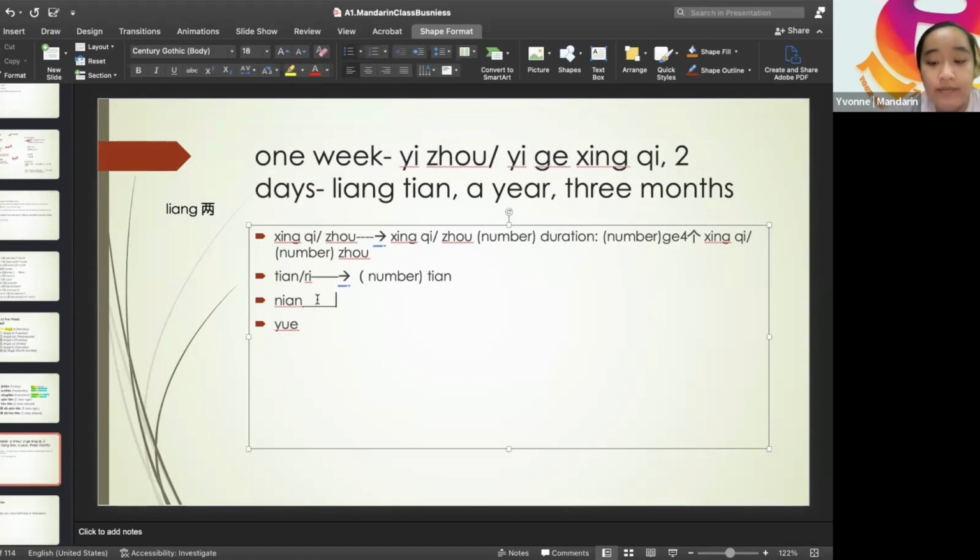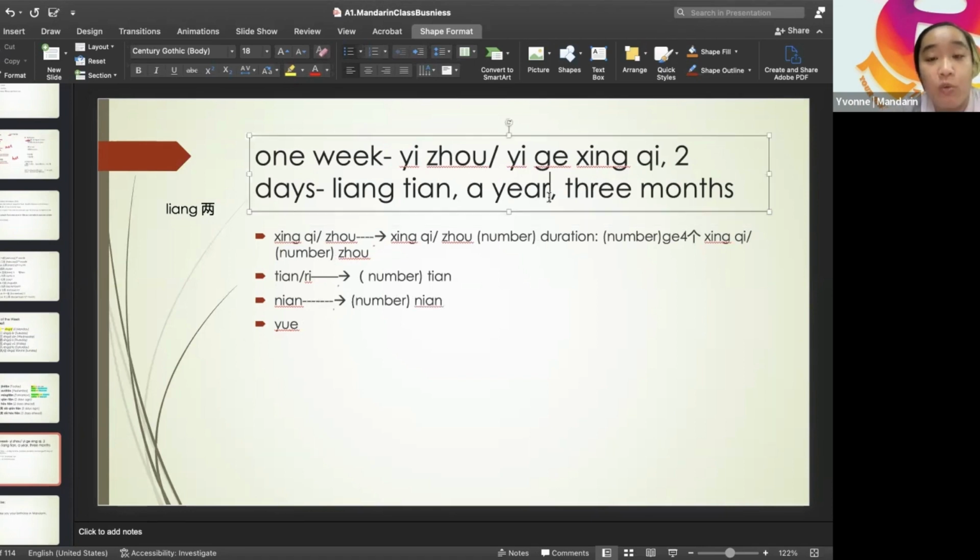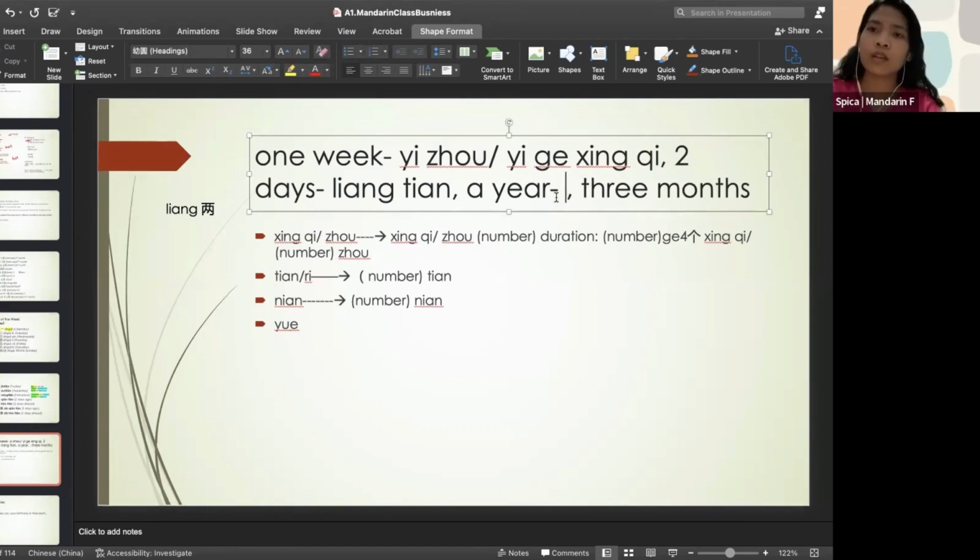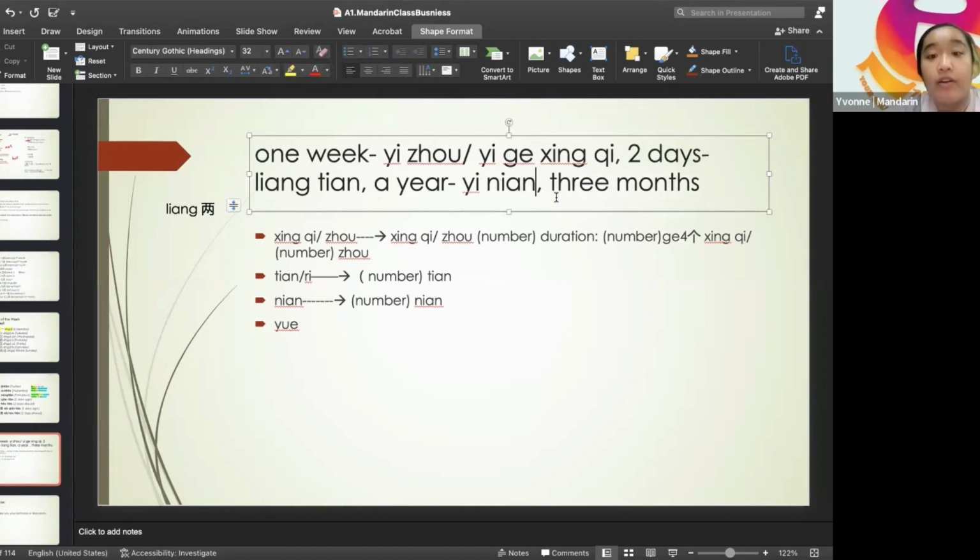Then how about year, 年? 年 is very simple as well. It's the same as 天, meaning you just go with the number and then the word year, 年. So can you tell me how to say 1 year in Mandarin? 一年. Very good, 一年.